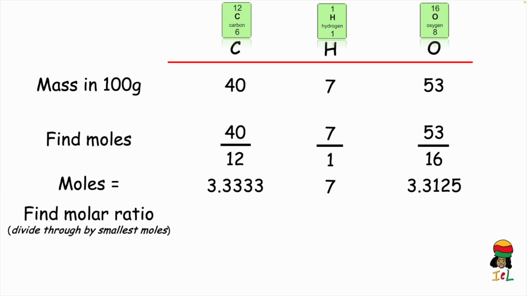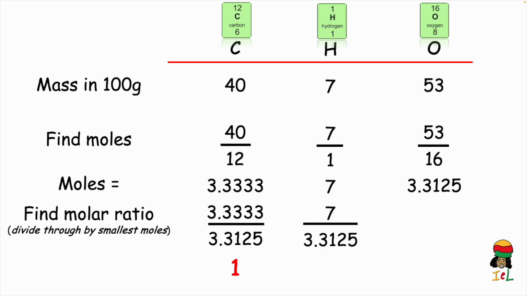And as we have always done, we divide through by the smallest number of moles. Looking at our values here, the moles for oxygen is the smallest of the 3 values. So we're going to divide through by 3.3125 for each number of moles. Therefore, carbon becomes 3.333 divided by 3.3125, which is 1. Hydrogen, 7 divided by 3.3125, giving 2. And oxygen becomes 3.3125 divided by 3.3125, which is 1.